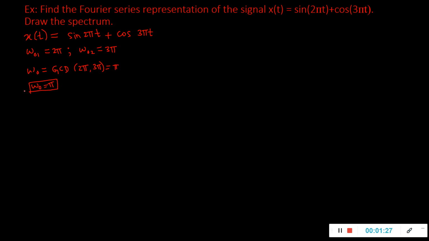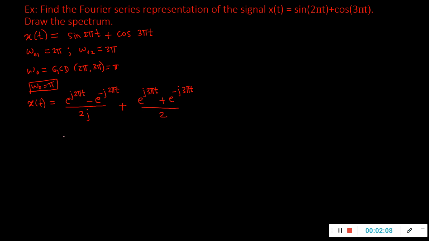So let's get started. Let me rewrite x of t in terms of complex exponentials. First of all, sine of 2 pi t can be written as e raised to j 2 pi t minus e raised to minus j 2 pi t, divided by 2j, plus, let me go to the second term, cos of 3 pi t. This will be written as e raised to j 3 pi t plus e raised to minus j 3 pi t, divided by 2.